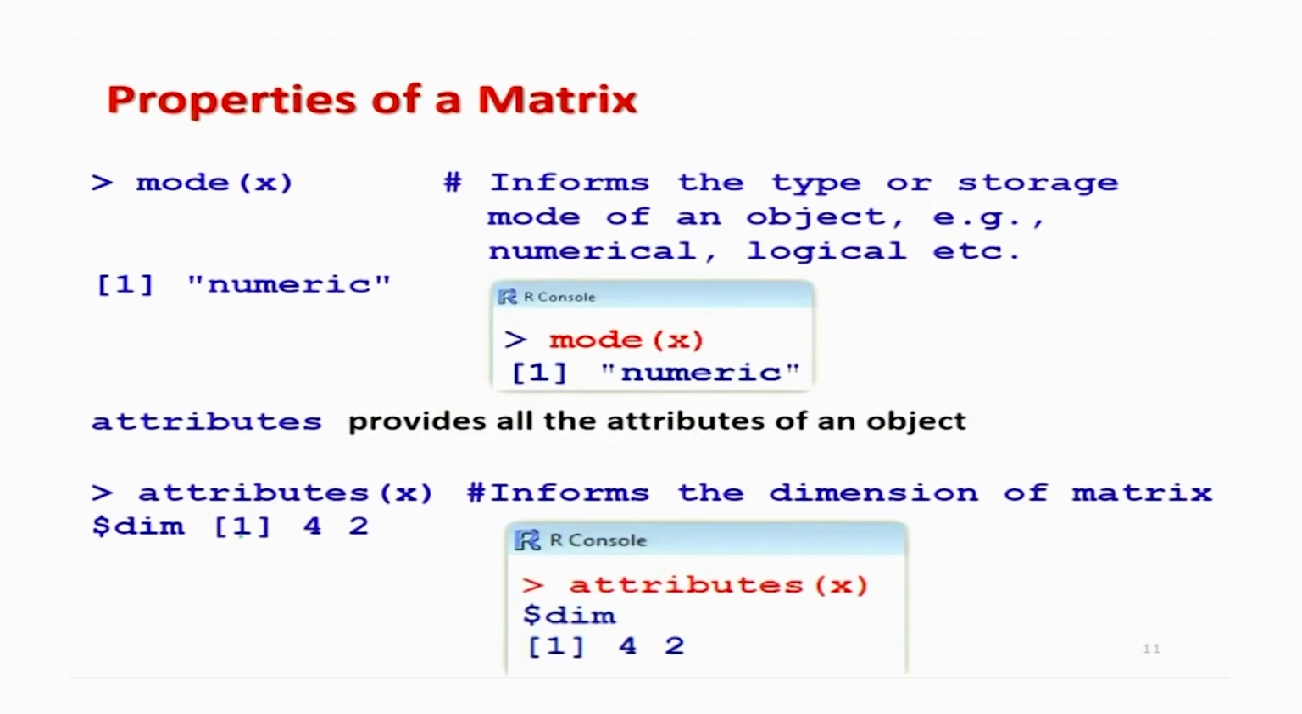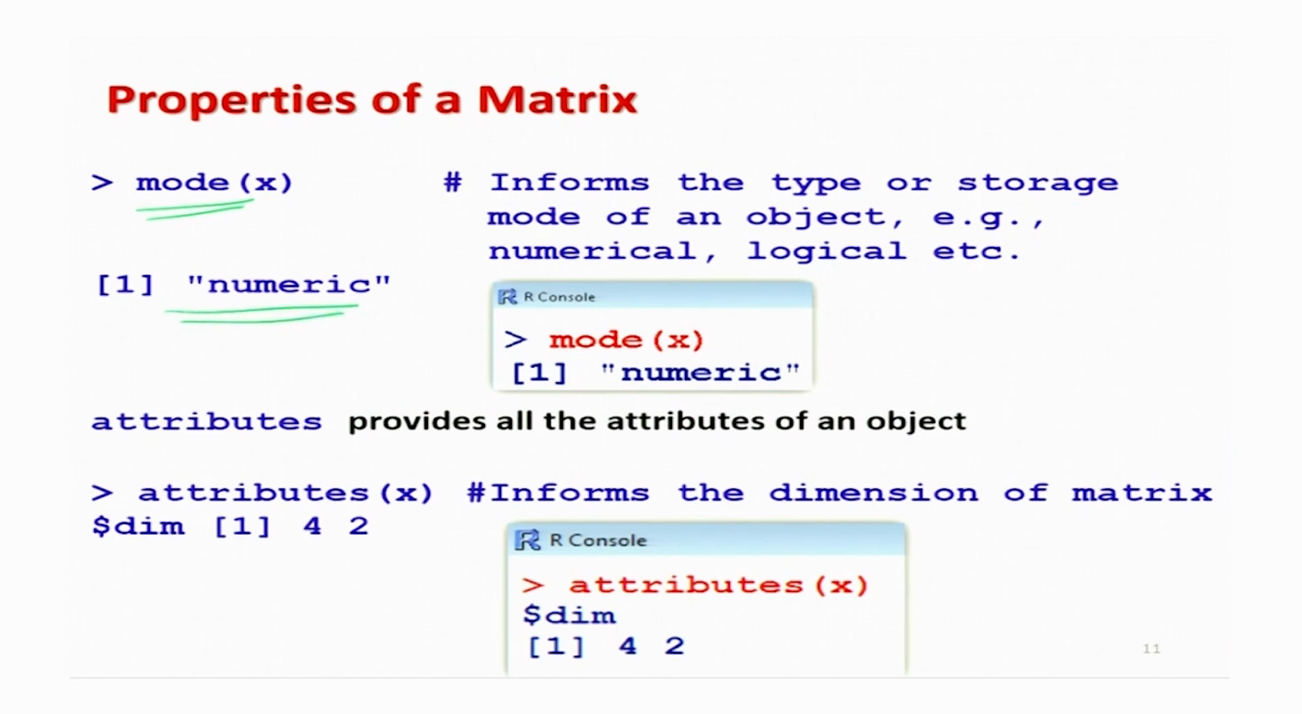And similarly, if you want to know the mode of the matrix, do you remember mode we had done in the earlier lecture where we had numeric, character, etc.? And remember, this mode was not the mean, median, mode, meaning statistical mode. So, this is going to inform us how the values in this matrix X are stored. So, you can see here it is numeric.